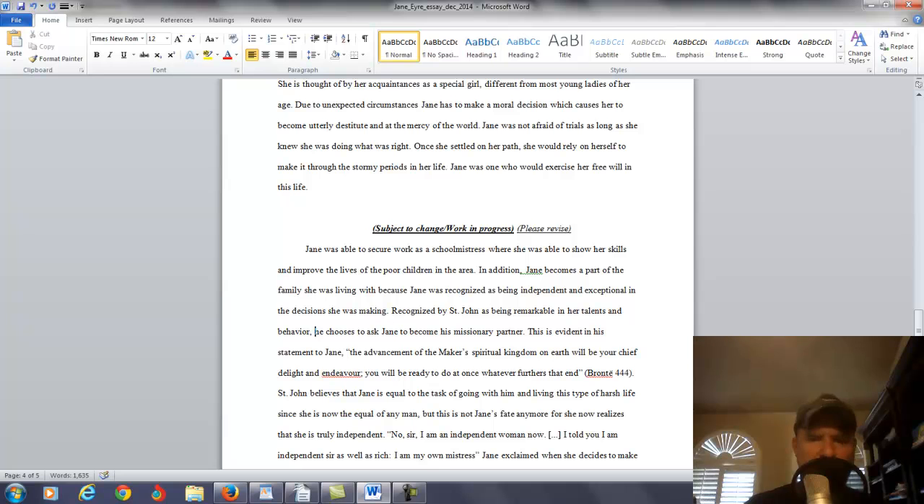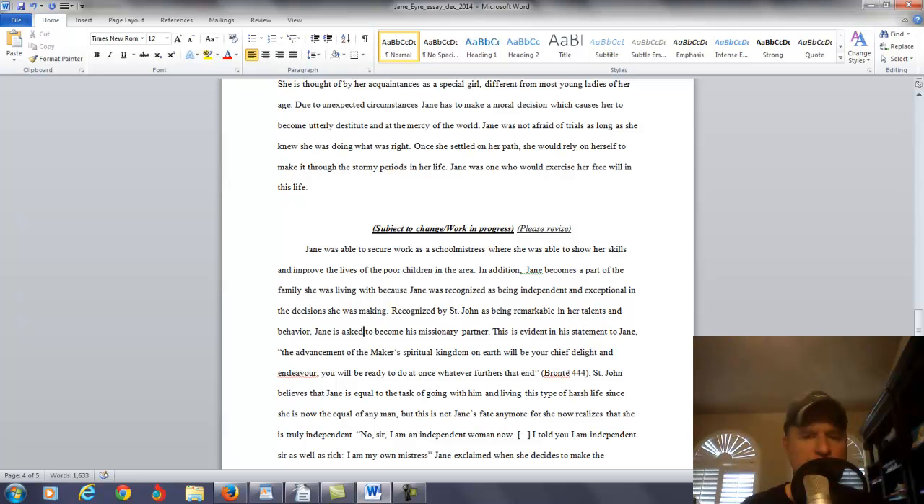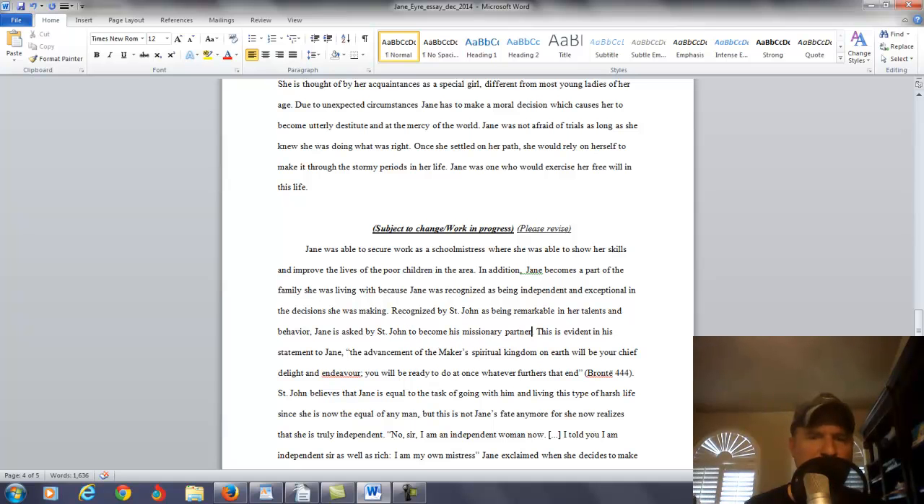this is a misplaced modifier. Jane is asked by St. John to become his missionary partner. This is evident in his statement to Jane. St. John believes that Jane is equal to the task of going with him and living this type of harsh life, since she is now the equal of any man, but this is not Jane's fate anymore. Put a comma here, for now she realizes she is truly independent.